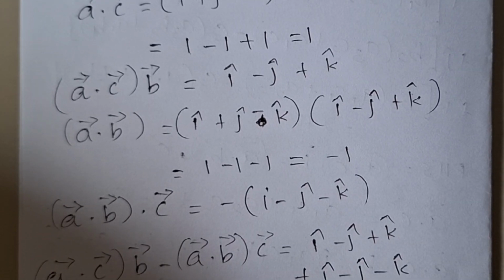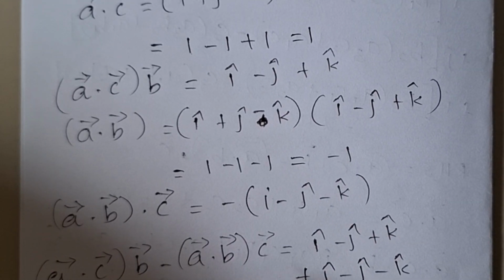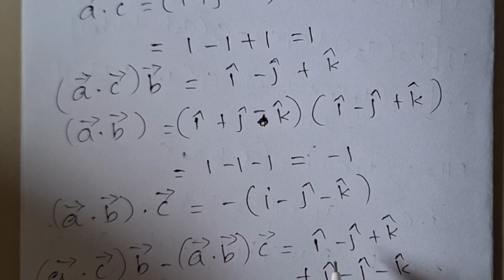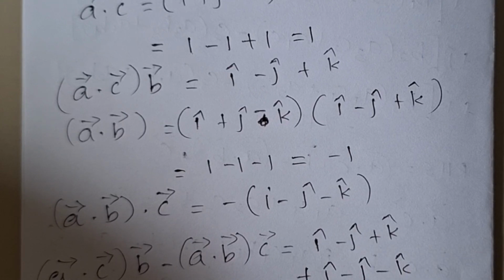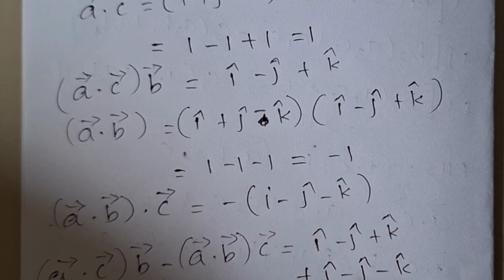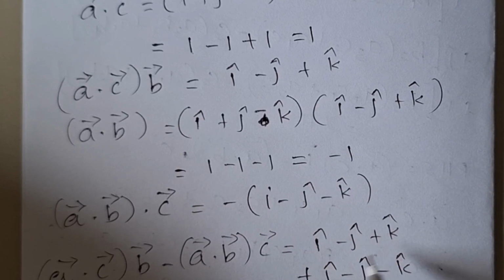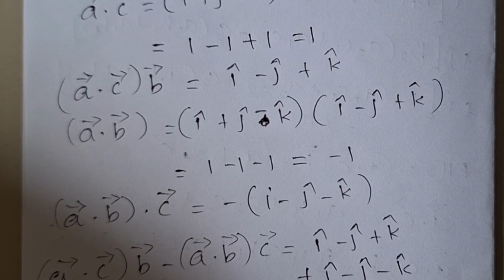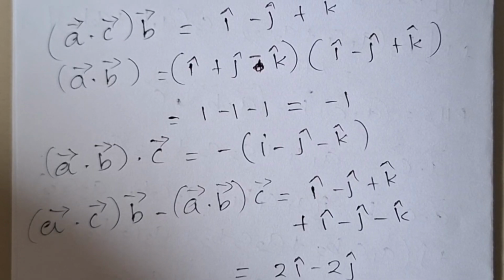So A dot c into b minus A dot b into c equals i minus j plus k plus, this minus and the minus in the formula become plus, i minus j minus k, which equals 2i minus 2j. This is a very simple example. Try to do it yourself.